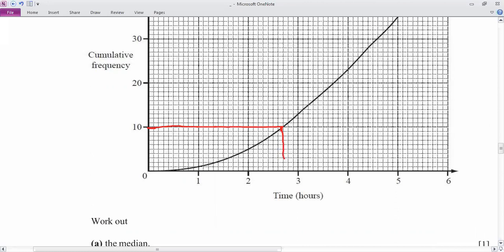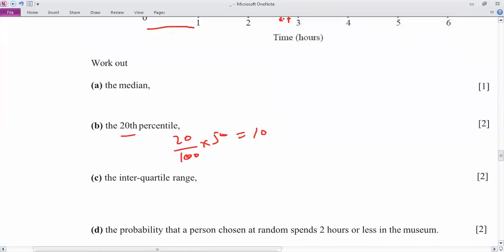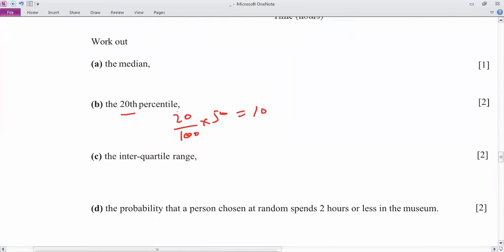Straight. What is this? Each box on this side, because 10 boxes are making 1, so each box is 0.1. It will be 2.7. Okay, so it means the 20th percentile is 2.7. So I will say 20th percentile 2.7. Interquartile range same, Q3 minus Q1.